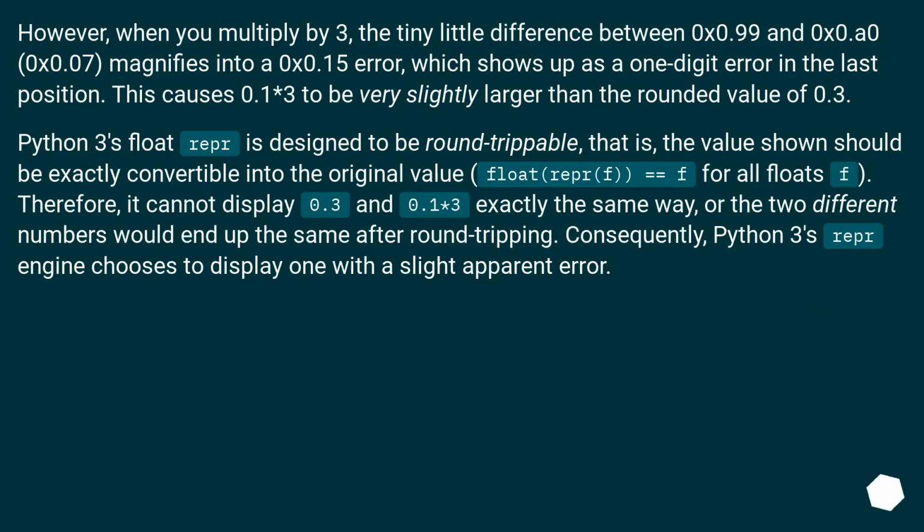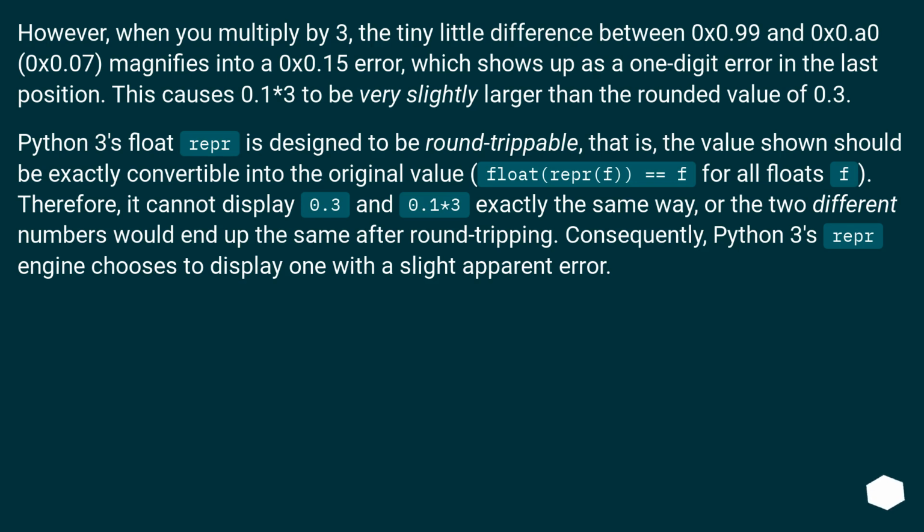However, when you multiply by 3, the tiny little difference between 0x0.99 and 0x0.80, 0x0.07, magnifies into a 0x0.15 error, which shows up as a one-digit error in the last position. This causes 0.1 times 3 to be very slightly larger than the rounded value of 0.3.